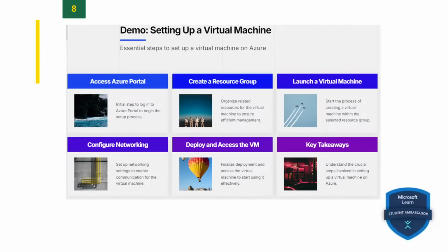Image. Select the operating system image for your virtual machine. Virtual machine size. Choose the size of your virtual machine, which determines the CPU, memory, and data disk capacity.